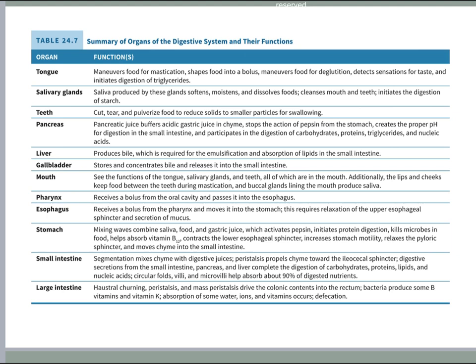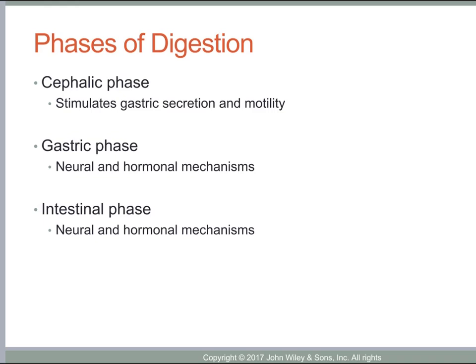We're not going to go through all of these as this is a repeat, but this is a great study tool for you to use when making note cards and summarizing everything that we've talked about in this previous lecture. Now that we have talked about the entire digestive tract, the anatomy and the physiology, we can now put this process into phases. The first phase is the cephalic phase.